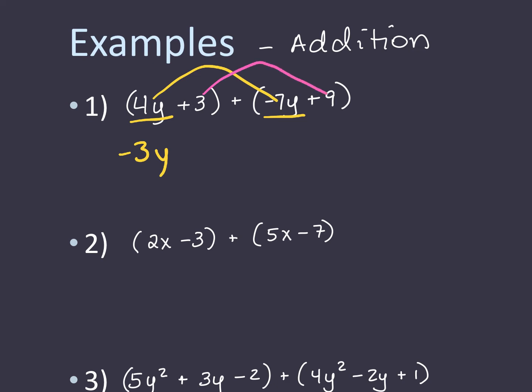Same thing with the numbers here. I have 3 plus 9, so that would be plus 12. And this would be my answer. We can't add -3y and 12 together because they are not like terms. One of them has a y, the other one does not, so we can't combine them. So we just leave our answer like this.